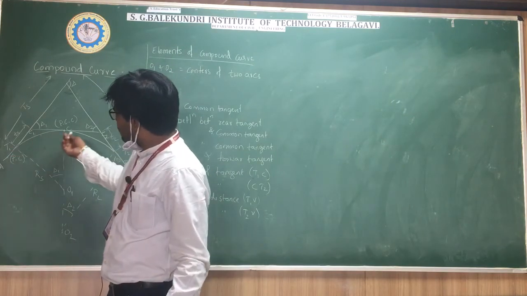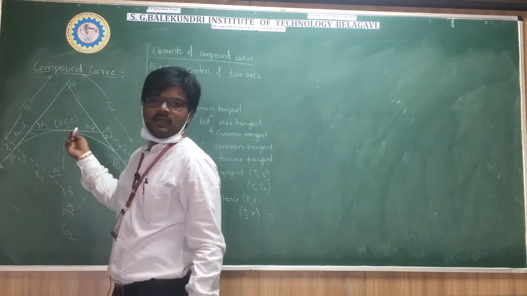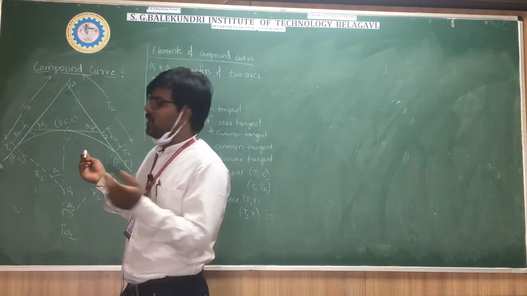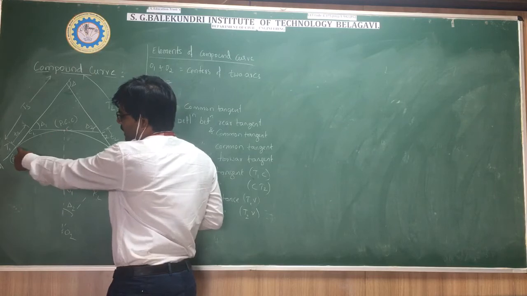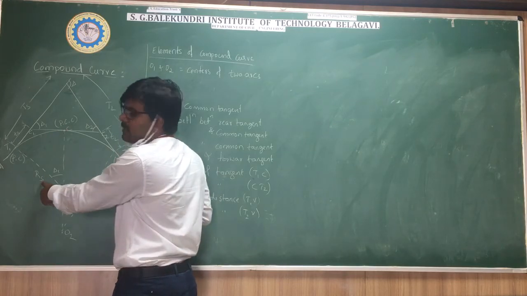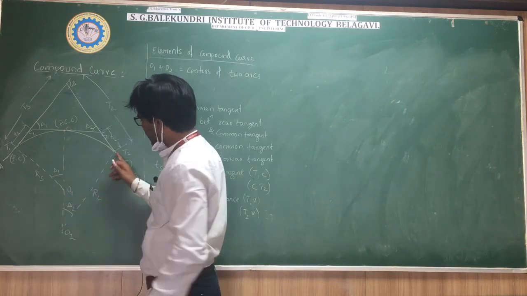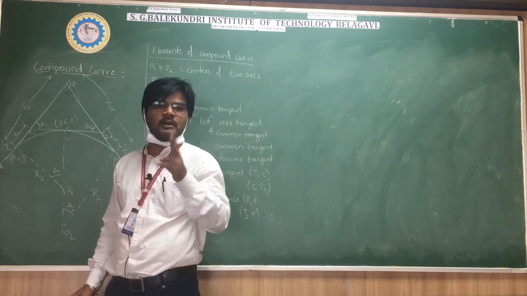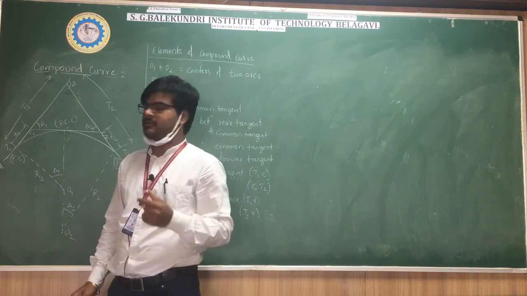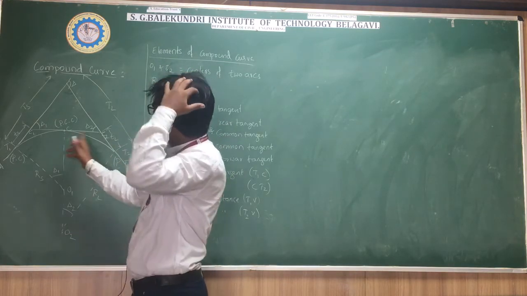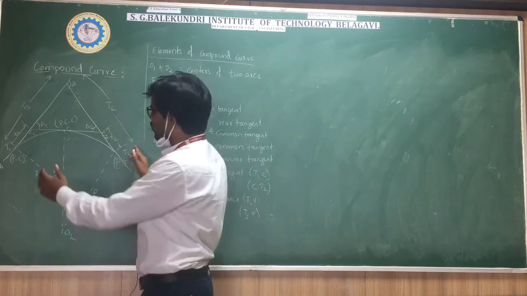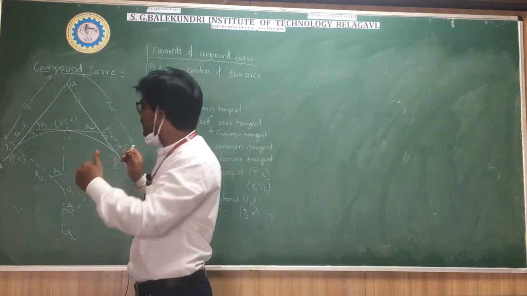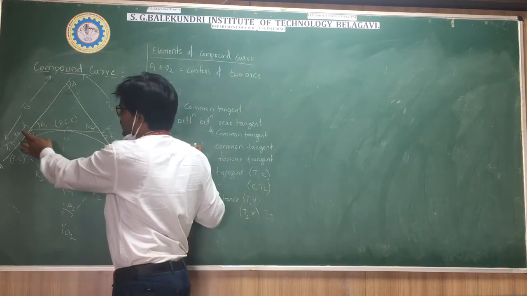Here you see this figure, T1C is one arc, CT2 is the second arc. T1C has a radius of RS, whereas CT2 has a radius of RL. It means a compound curve is a combination of two simple curves with different radii, where these two arcs are joined together in the same alignment with a common tangent C1, C2.